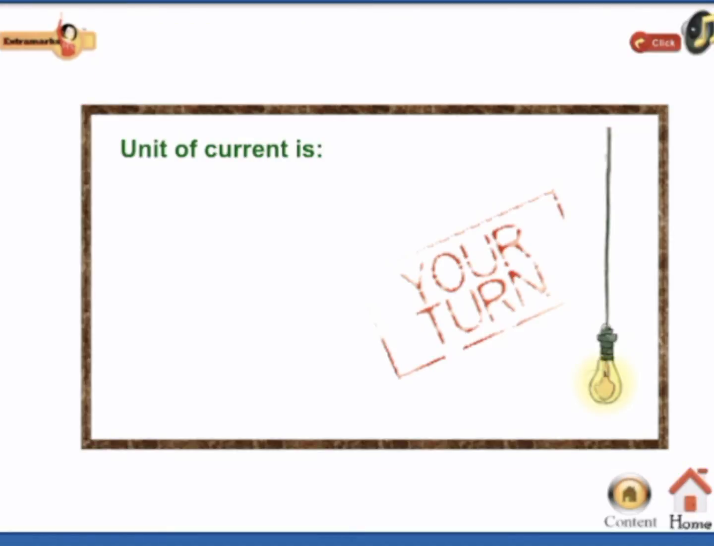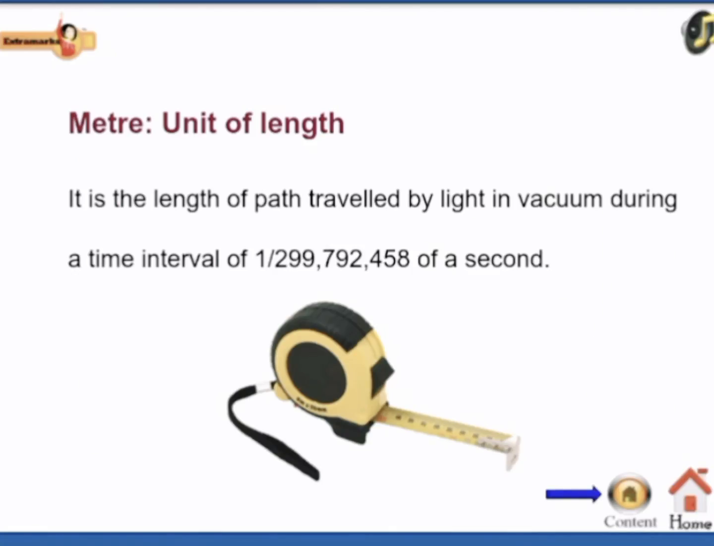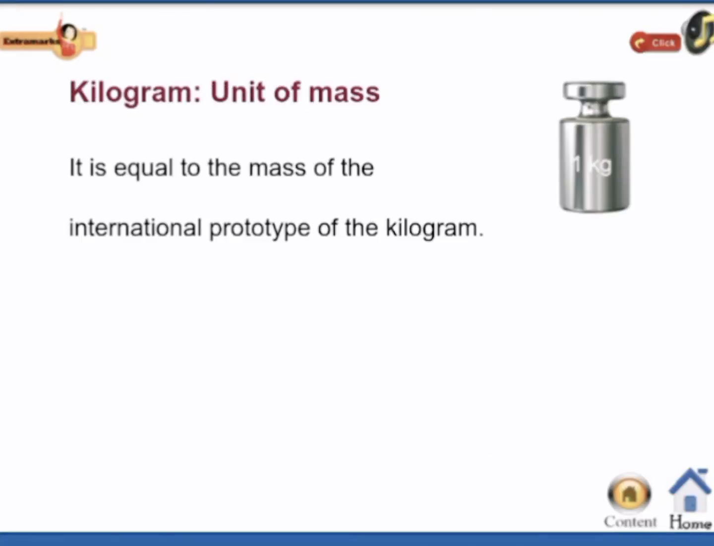Current from the given options, which are A. Ampere, B. Candela, C. Mole, D. Kelvin. The unit of length is defined as the length of path traveled by light in vacuum during a time interval of 1 by 299,792,458 seconds. The unit of mass is equal to the mass of the international prototype of the kilogram.